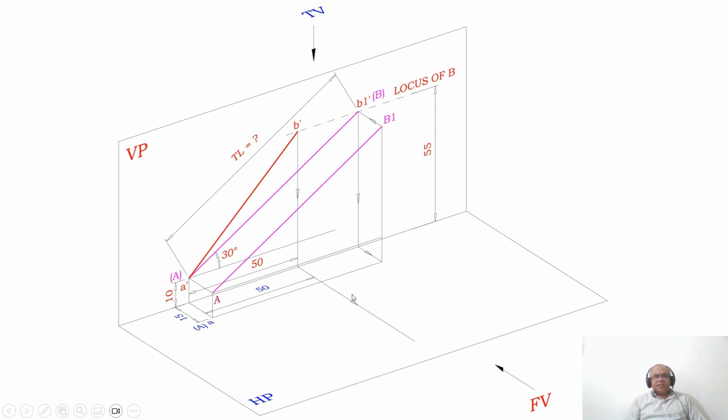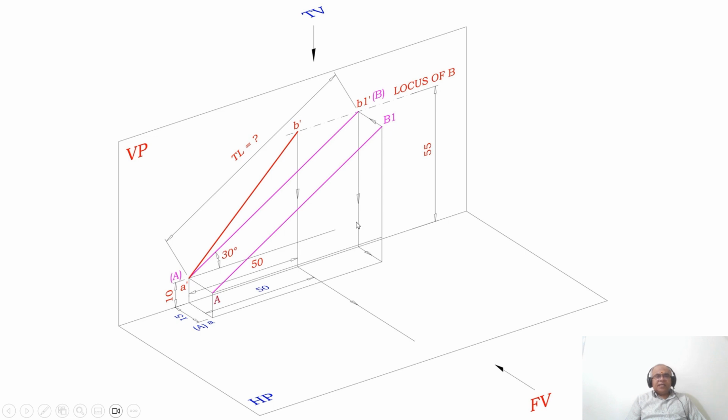Then it says the end point B is 55 mm above HP. You can see that distance above HP in space, so this is the line which is in space now. Once you get the distance above HP, when you look from the front view, you can see the distance in the vertical plane and project that point onto the vertical plane. So now we have the locus of B in the front view.